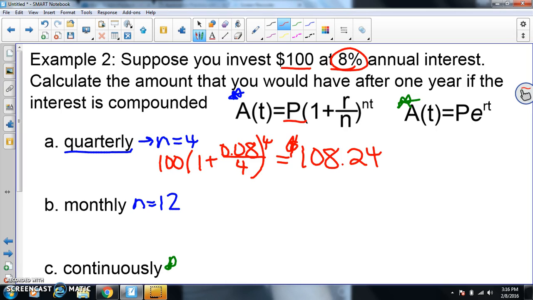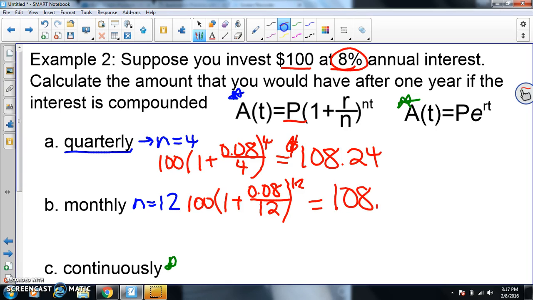Now for monthly, we're going to do something very similar, but instead of N equaling 4, we're going to have N equal 12. And 100 times 1 plus 0.08 divided by 12. And we get $108.30.